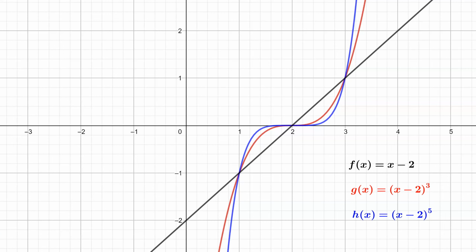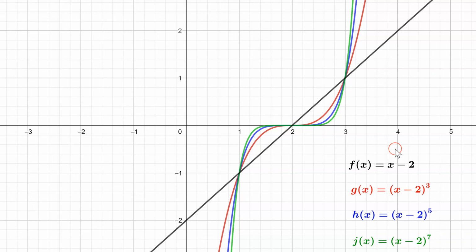And lastly, let's look at j of x, which equals x minus 2 raised to the 7th power. Same 0 of x equals 2 with the multiplicity of 7. Same basic shape. The graph crosses the x-axis when x equals 2.